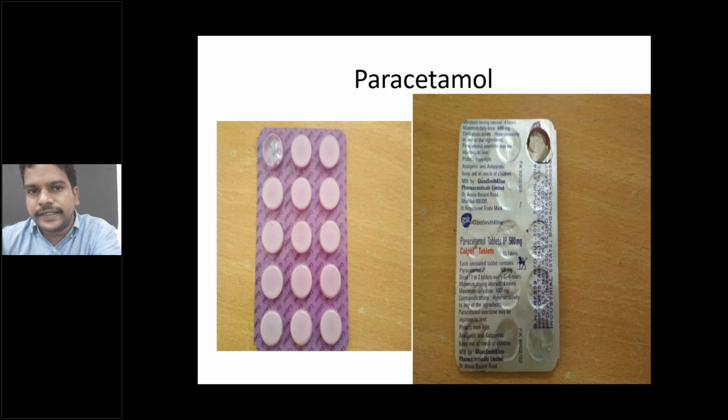You need to identify on that sheet what type of drug it is. Then you write paracetamol, then you need to write the main therapeutic uses. It is an antipyretic, used for the treatment of fever, pain, headache. That is about paracetamol.